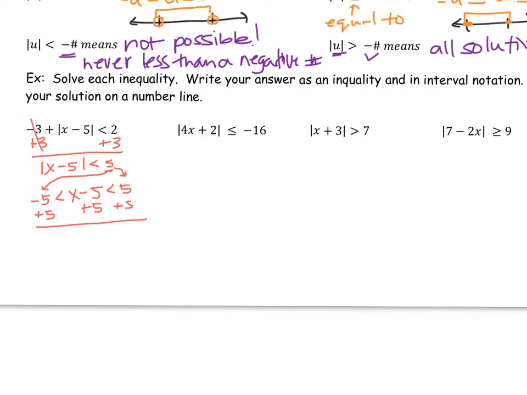On the left, -5 plus 5 is 0. On the right, in the middle, the 5's cancel. On the right, 5 plus 5 is 10. This is your inequality answer.